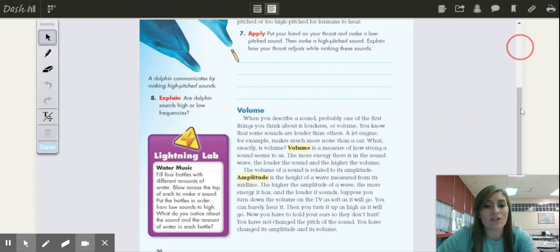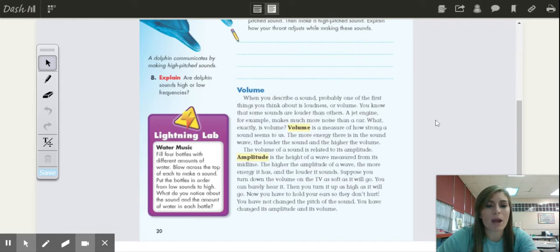All right, volume. When you describe a sound, probably one of the first things that we think about is the loudness or the volume of something. And you know that some sounds are louder than others. A jet engine, for example, makes much more noise than a car does. But what exactly is volume? Well, it's the measure of how strong a sound seems to us. The more energy there is in the sound wave, the louder the sound is and the higher the volume.